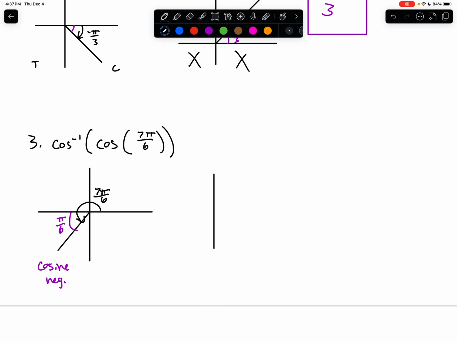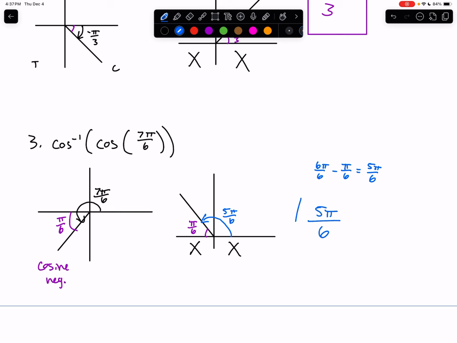So between quadrants 1 and 2, where is cosine negative? Again, I ignore 3 and 4. Where is cosine negative? Well, it's negative in quadrant 2. So I have an angle in quadrant 2 with a reference angle of pi over 6. So be careful, pi over 6 is not our answer. This obtuse angle is our answer, which is a full 6 pi over 6 minus pi over 6. Well, that's 5 pi over 6. So 5 pi over 6 is your final answer for this one.